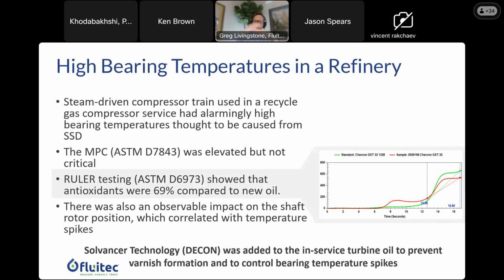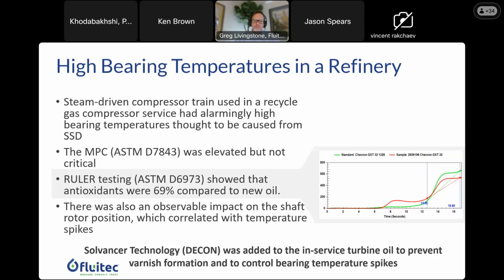We looked at all of the other conditions of the fluid. The antioxidants were healthy. The oil had a strong oxidative stability. However, even the MPC was not super alarmingly high. It was a moderate level, but it wasn't suggesting that there were heavy deposits on the bearings.